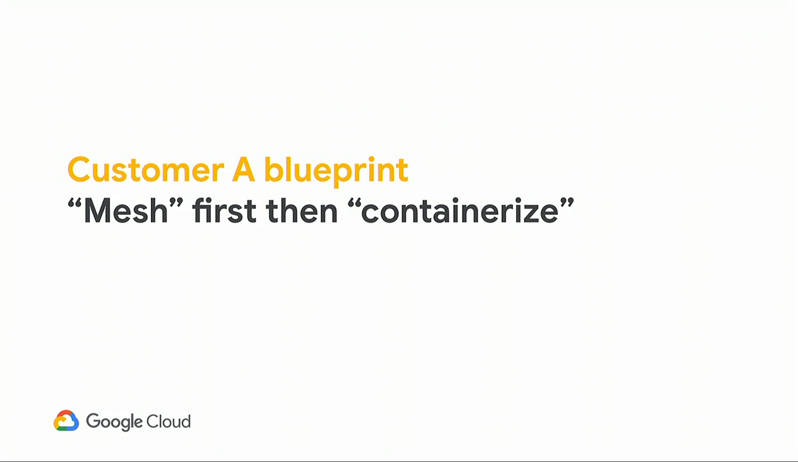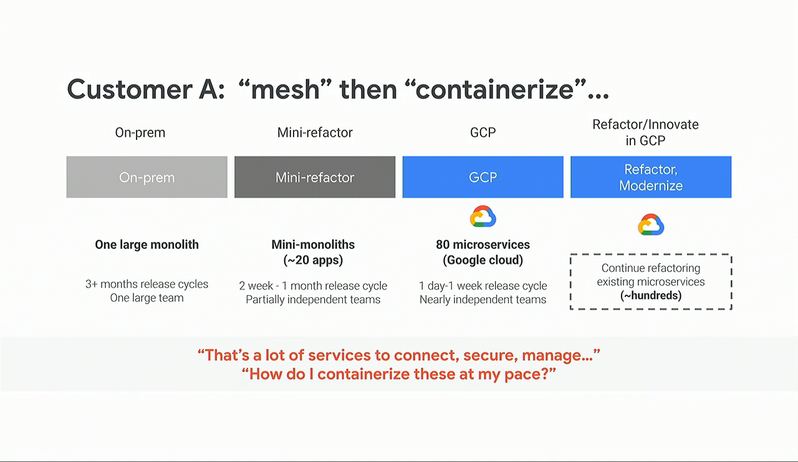Their strategy is to mesh first and then containerize. Why is that? One thing I want to say before we deep dive into customer A is that there is a very common misconception that service mesh is for containerized services. Actually, that's not true. So let's look at our customer A. This is a pretty big customer. They started their journey to Google Cloud a few years back, and they had one big monolith, and then they chopped it up.